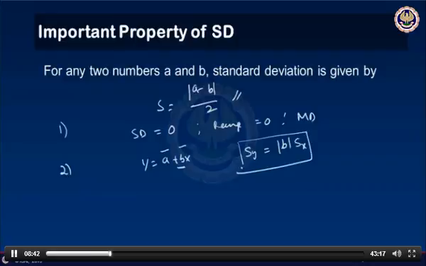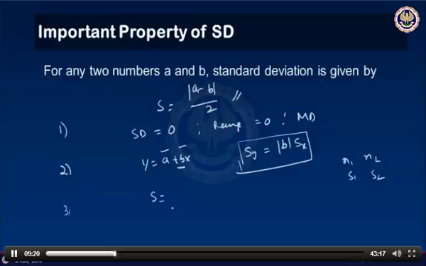This is a very important formula for the case of the linear equation y equal to a plus bx. Next one: if there are two groups containing n1 and n2 observations, with means x1 bar and x2 bar respectively, and respective standard deviations s1 and s2, now we have to find the combined standard deviation.